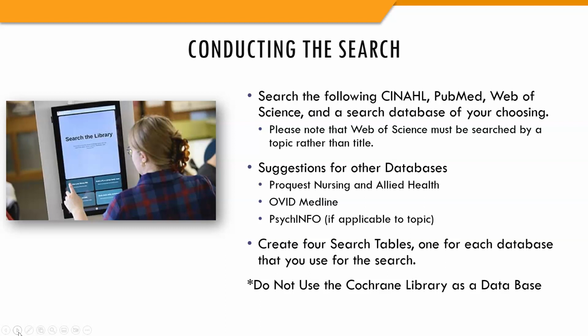You're going to be creating 4 search tables, one for each of the databases that you use for your search. The required 3, as I have up here, and then the one that you select from these. Do not use the Cochrane Library as a database, and that's because there are systematic reviews and meta-analyses largely in the Cochrane Library, and this is not applicable to what we want you to do in this assignment.